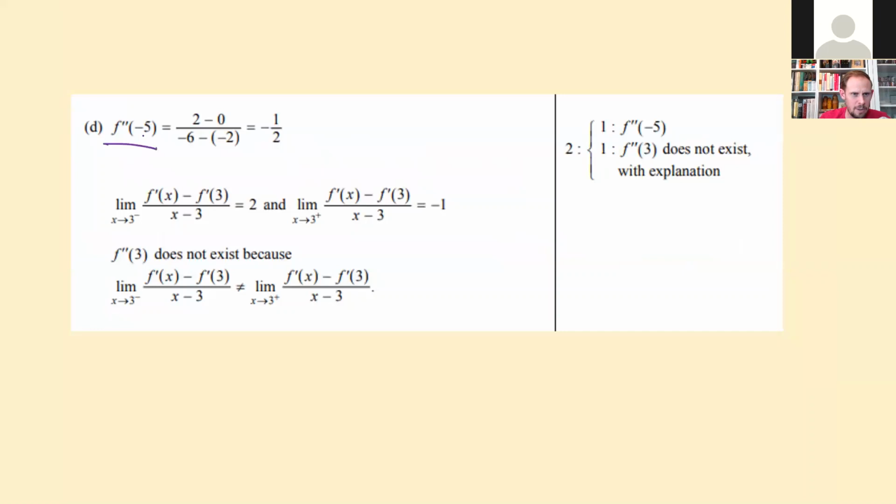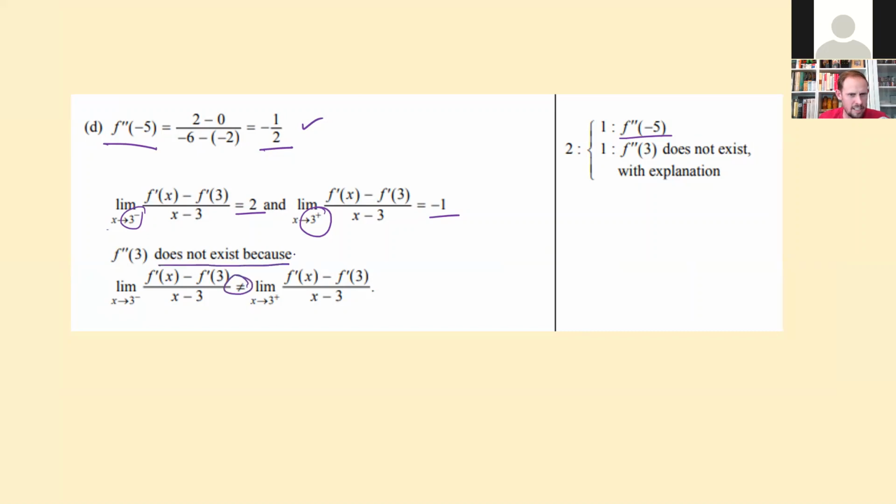And let's see here. So f double prime of 5 is -1/2. That's what we said it was. Cool. That's 1 point. F prime does not exist with explanation. All right. So here's from the left saying it's 2, from the right saying it's -1. So they use the limit definition, one of the forms of the limit definition. And they said that since they are not equal, it does not exist.